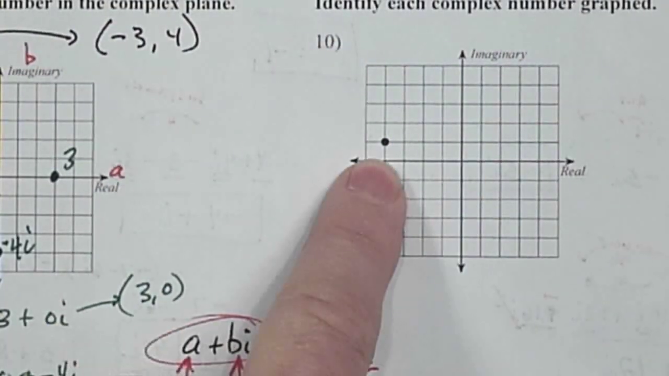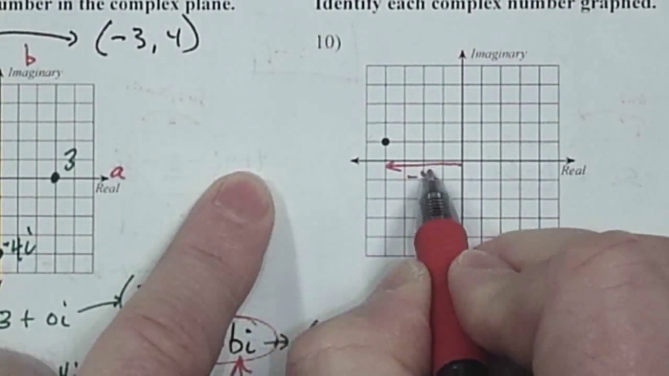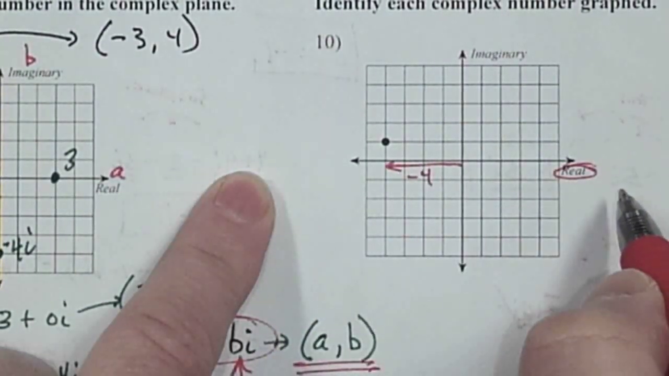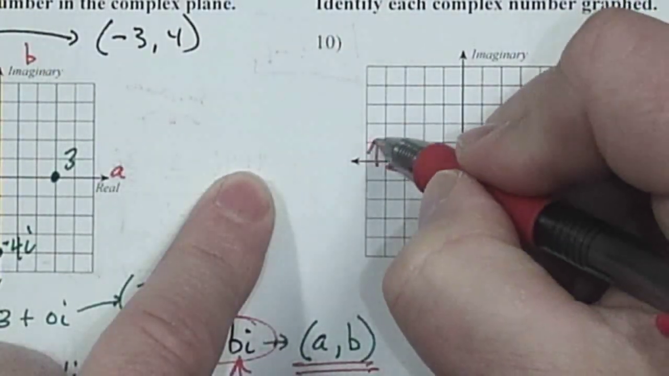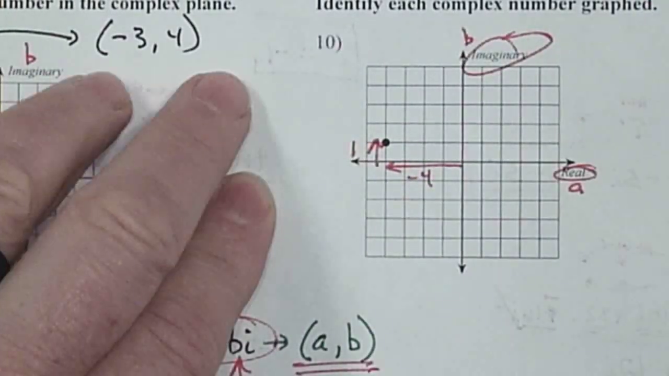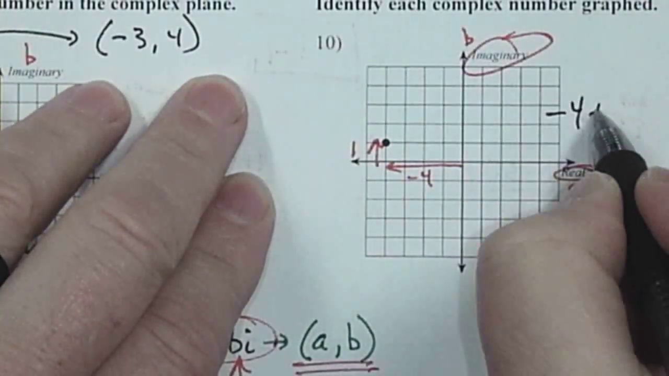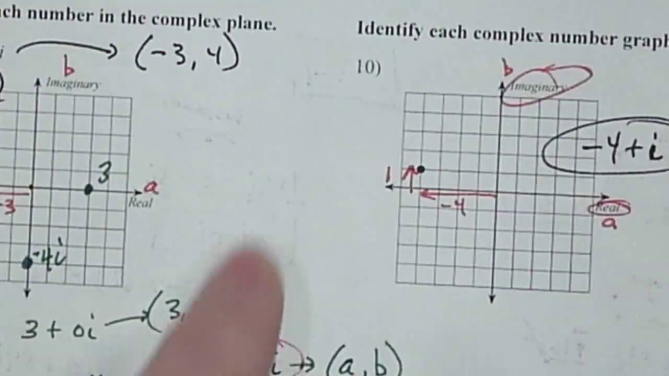So what is this? Well, this goes negative 4 on the real, and real is the first number, and then up 1 on the imaginary, and imaginary is the second. So we get negative 4 plus 1i, and there you have graphing.